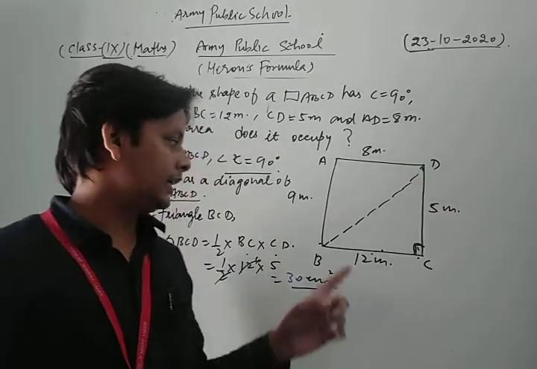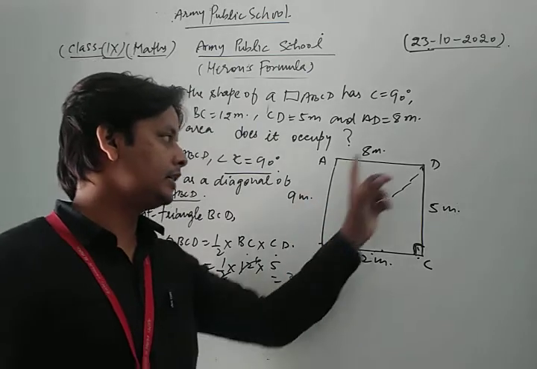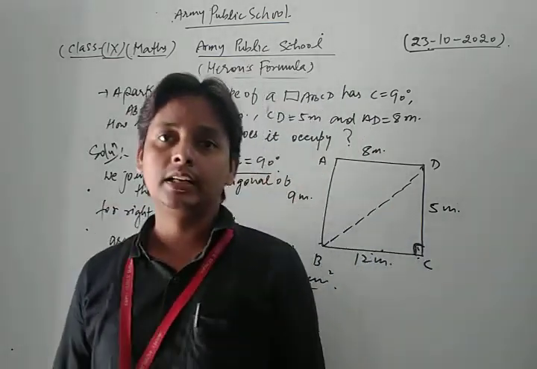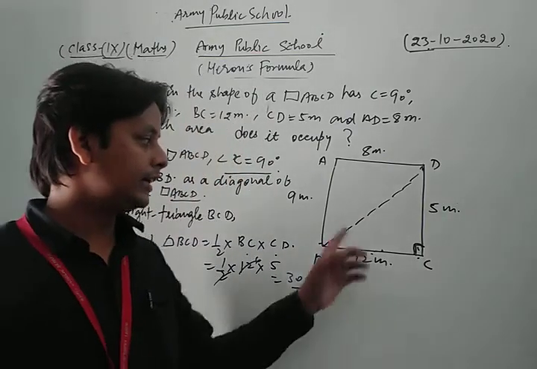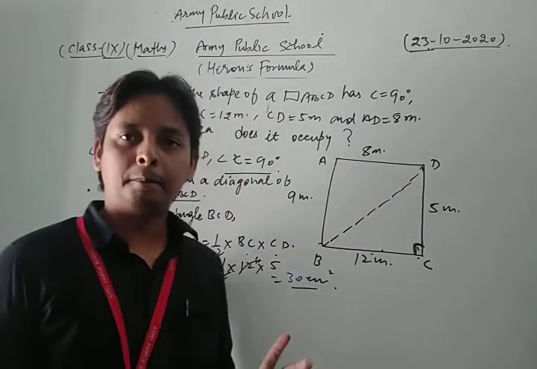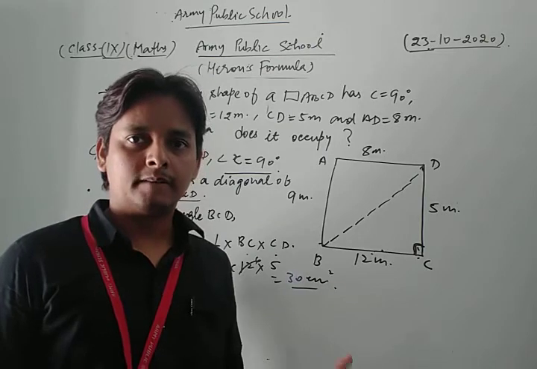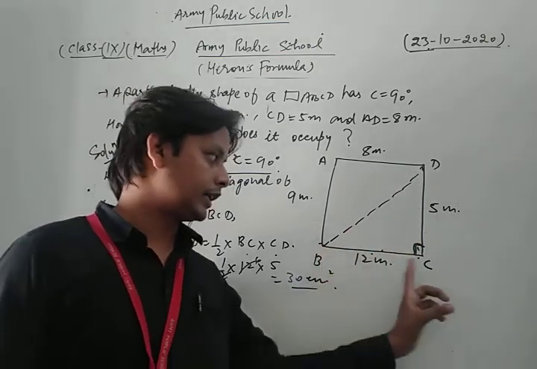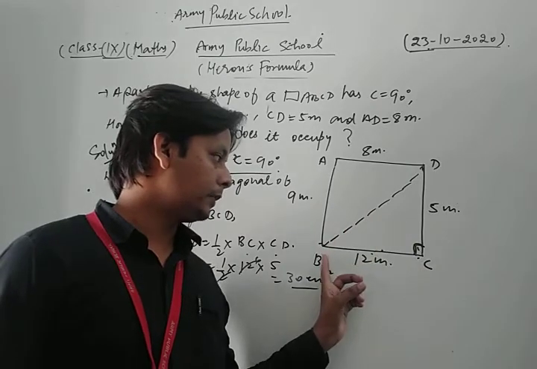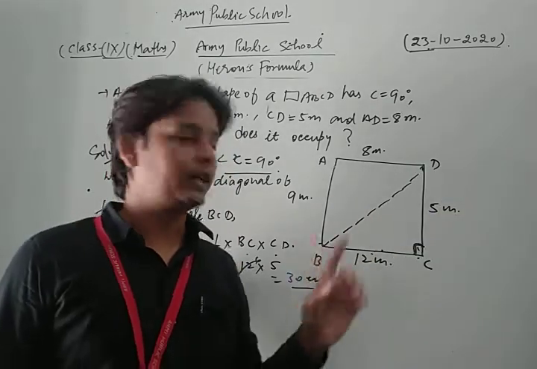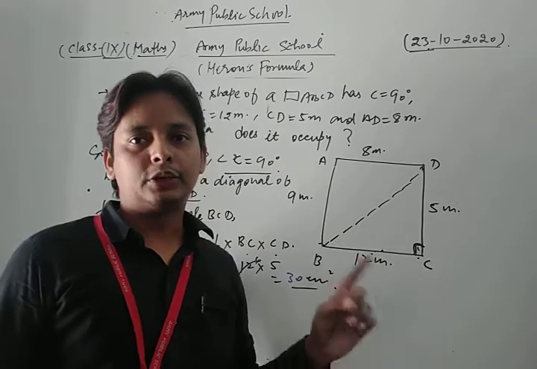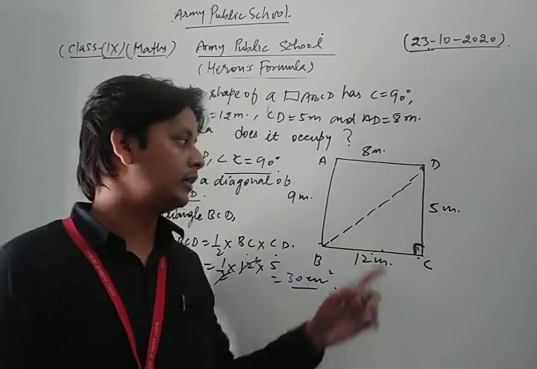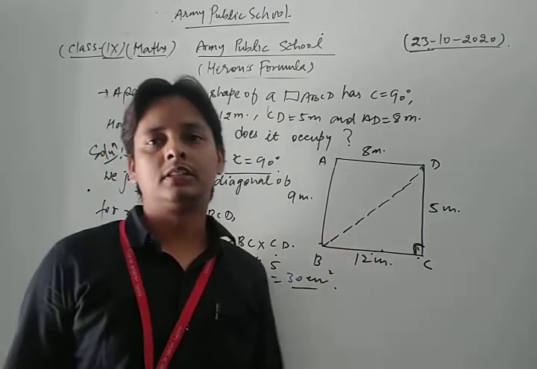Now we find the area of triangle ABD. Dear friends, in finding the area of triangle ABD, first of all we find its third side, BD. The third side is not given in the question. BD is the diagonal, the hypotenuse of the right angle triangle BCD, so we apply the Pythagoras theorem, and from there we find its third side.